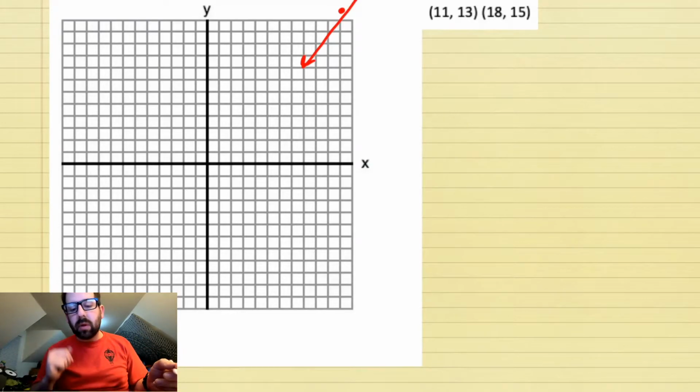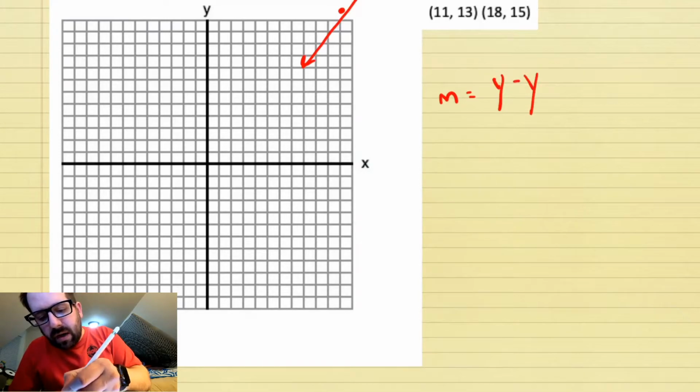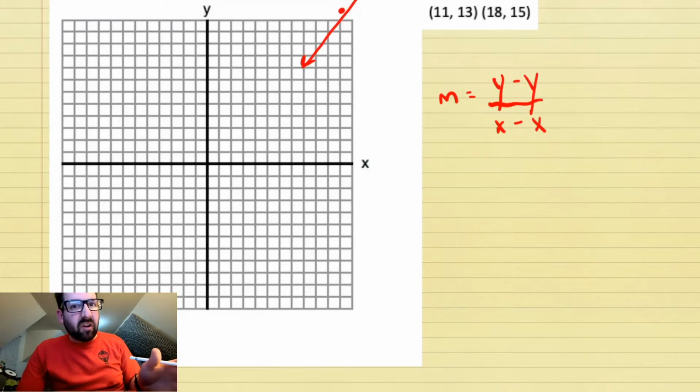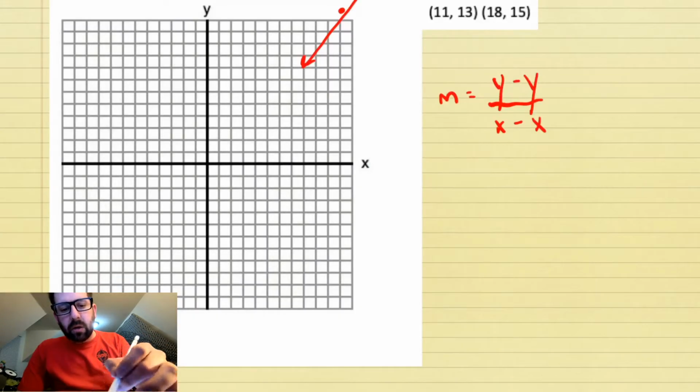We had a simple formula for that. The simple formula is m equals, and then you subtract the y numbers, you put those on the top, and then you subtract the x numbers and you put those on the bottom. That was our formula. Now, again, what we were talking about with these coordinates is which one is which. So I'm going to switch up my color here.